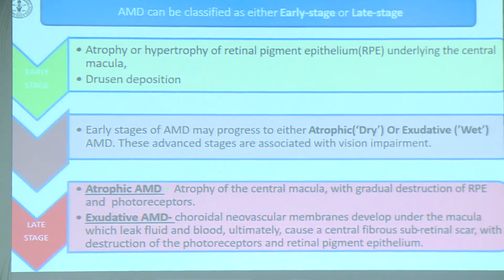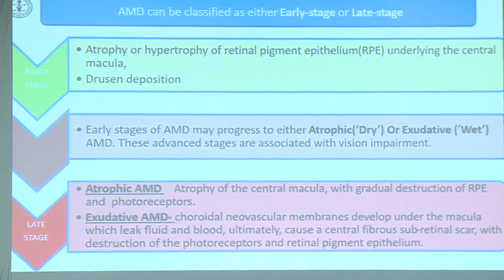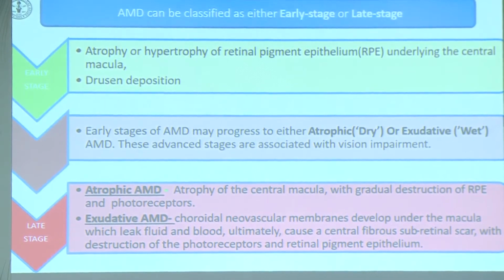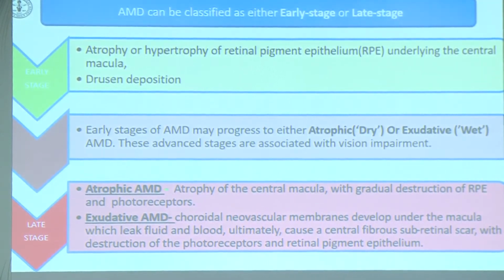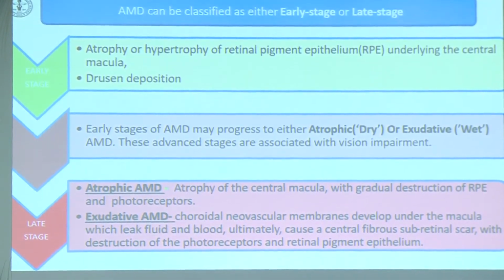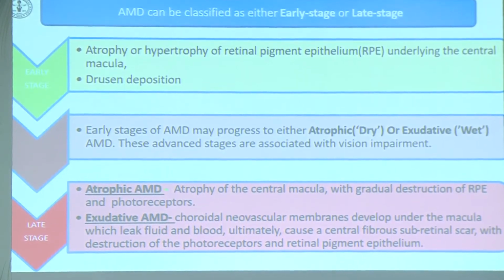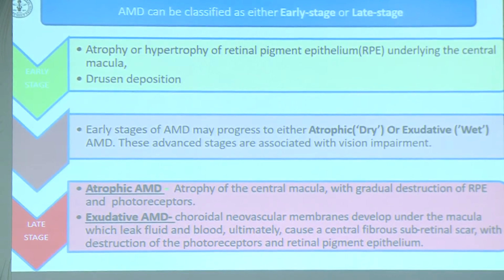AMD can be classified as at an early stage or late stage. In early, we have the atrophy or hypertrophy of the RPE underlying the central macula and drusen deposition. Early stage of AMD may progress either to dry or wet AMD, and these advanced stages are associated with vision impairment. Atrophic AMD or dry AMD is the atrophy of the central macula with gradual destruction of the RPE and photoreceptors. Exudative AMD or the wet, we have choroidal neovascular membranes develop under the macula which leaks fluid and blood, ultimately causing a central fibrous subretinal scar with destruction of the photoreceptors and RPE.